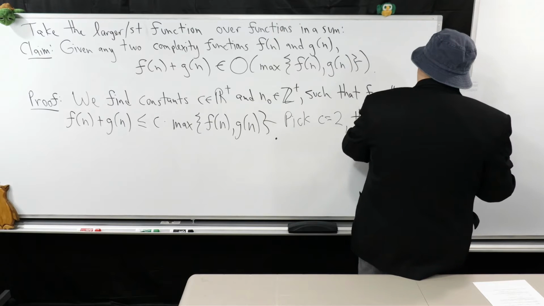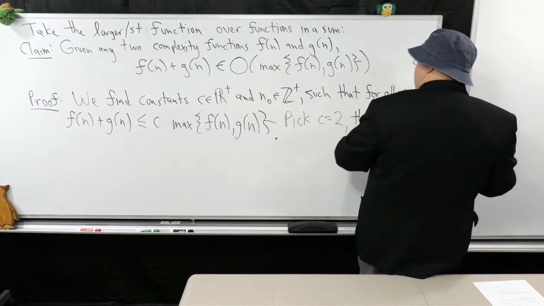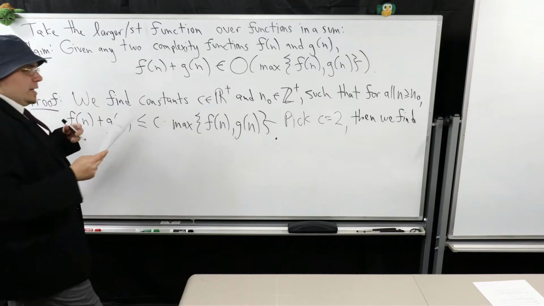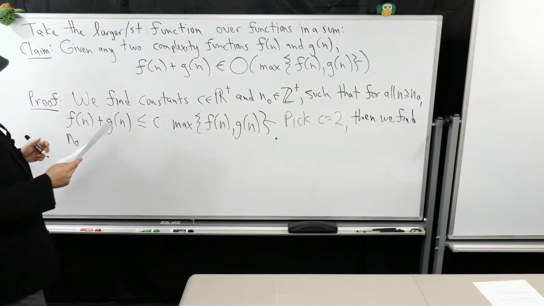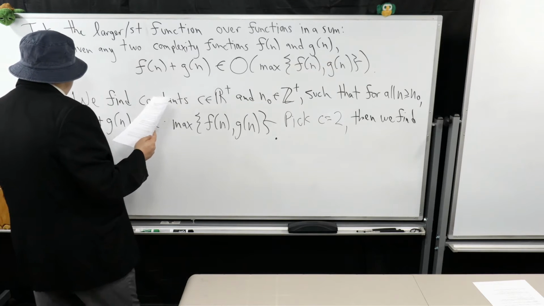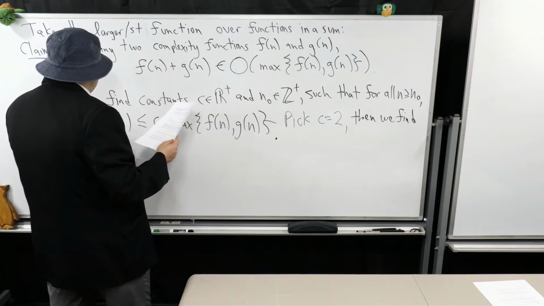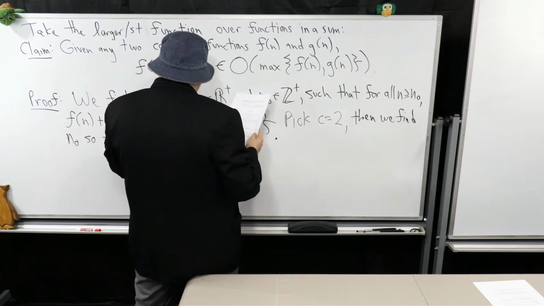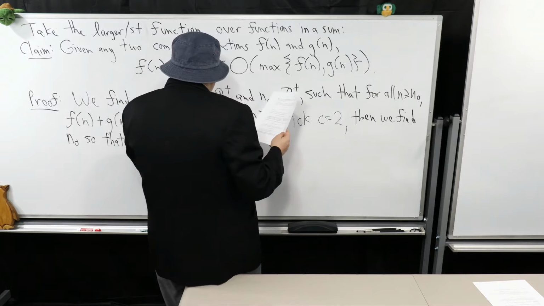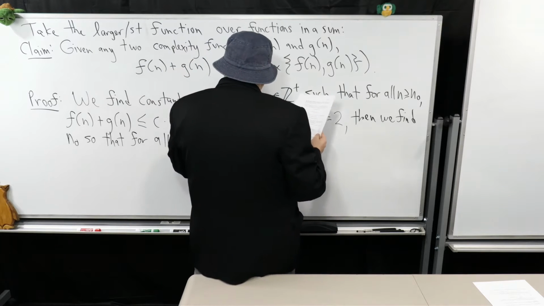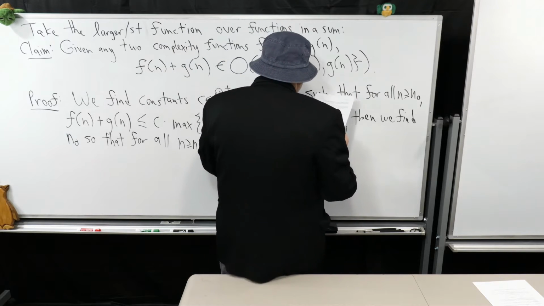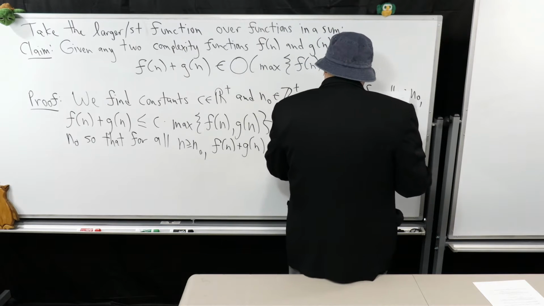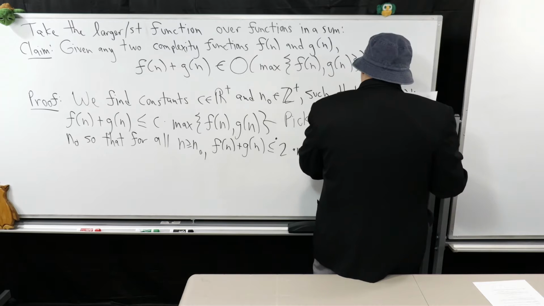Then what do we find? We've got to find n0, right? Once we find n0 and we do it in a very clear way, we're all done. We need n0 so that for all n greater or equal to n0, f of n plus g of n is less than or equal to 2 times the max among f of n and g of n.